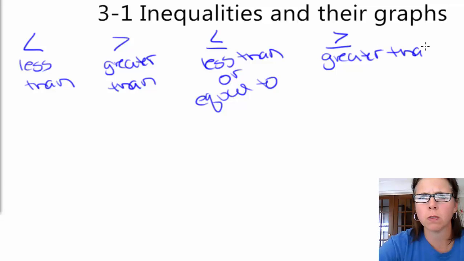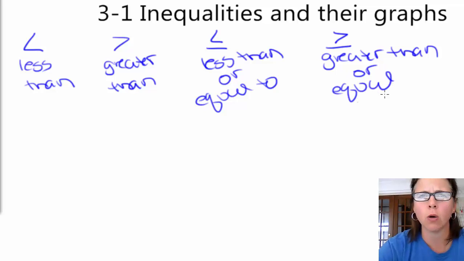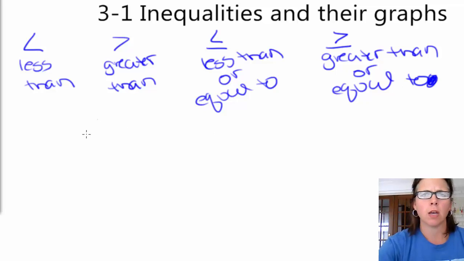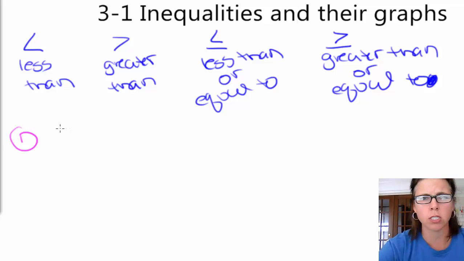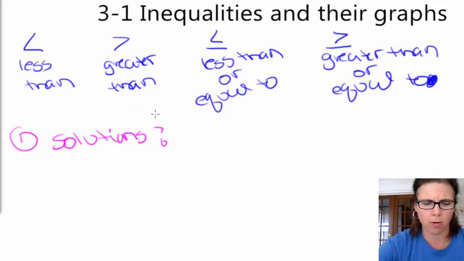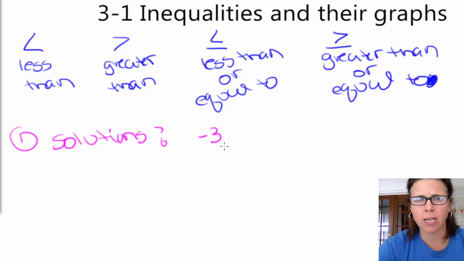So remember when we're doing equations, your answer is just one number, but in inequalities, it's many numbers. Okay, so let's do a few problems here. Number one is, are these solutions to the inequality? So I'm just going to put solutions, question mark. Okay, so we have -3, 5, and 12.